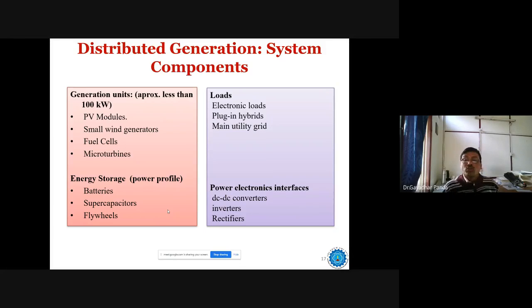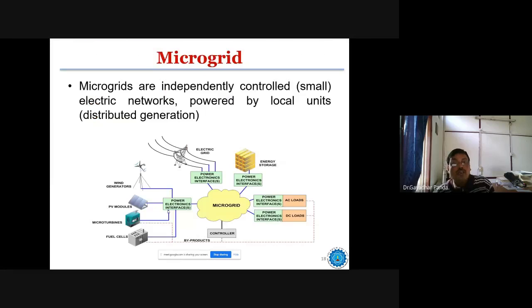And we talked about the power electronics converters, which are the heart of this microgrid system. Because of these devices, we are able to connect with the utility grid. And energy storage, as I told you, is also a vital part to maintain power flow control as well as reliability of the system. These are the components of the microgrid. Microgrids are independently controlled, small in size, electric networks powered by local distributed units.